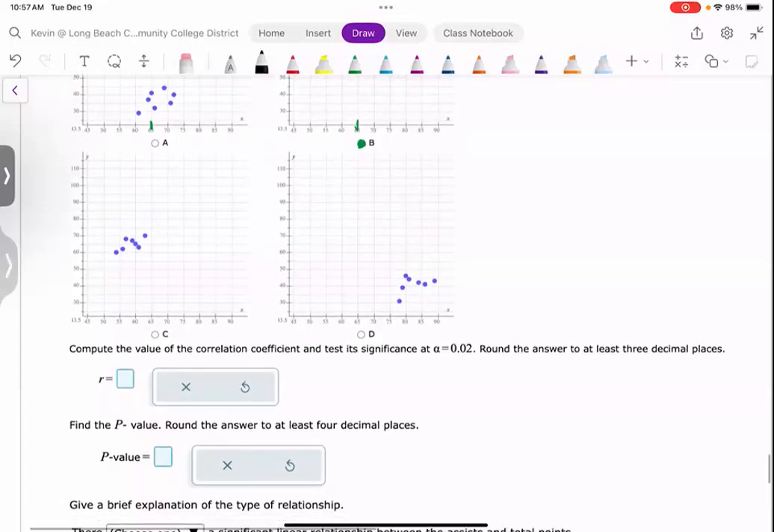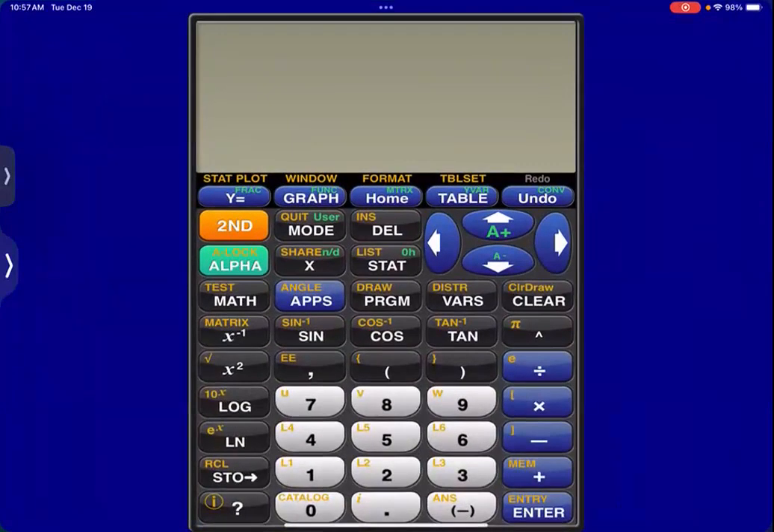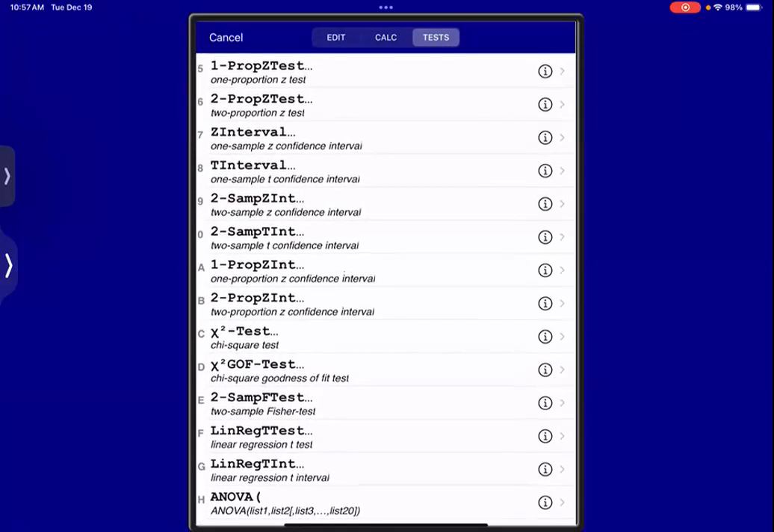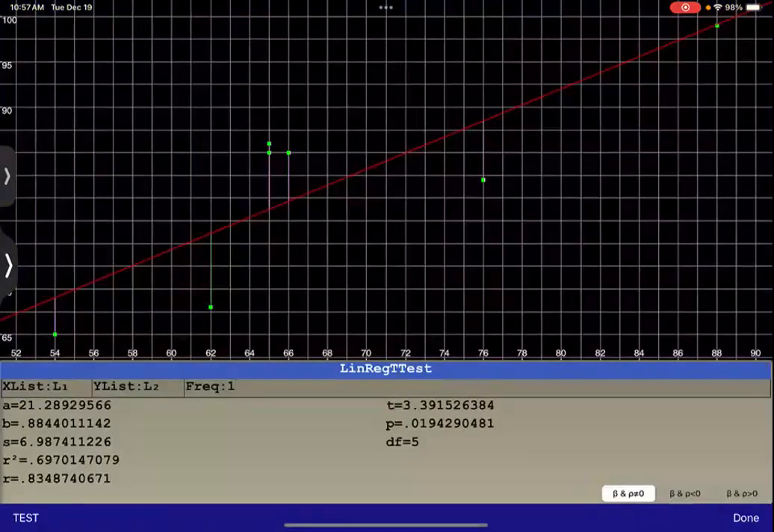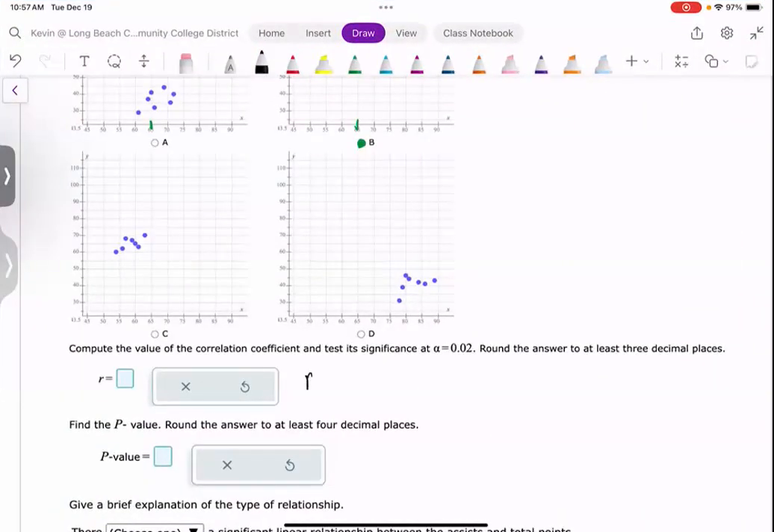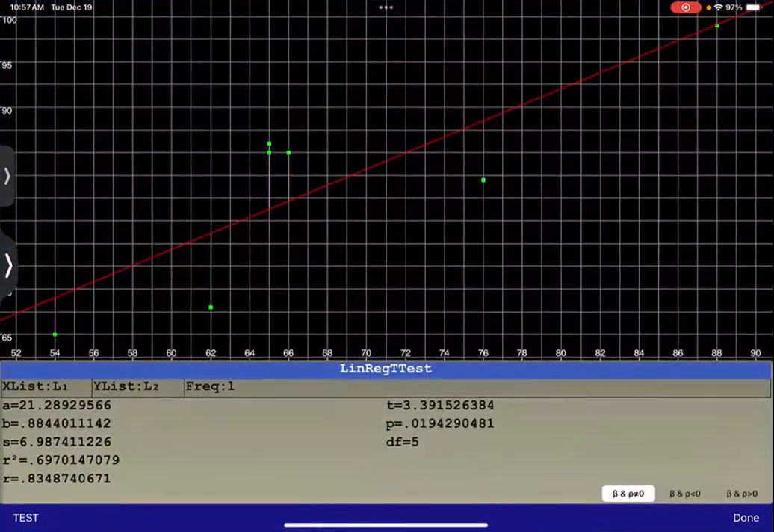All right, we're going to compute R. I'm going to use a slightly different calculator for this one. So we're going to go stat, tests, and I'm going to go down to linear regression t-test again. And I can see that R is 0.83487. So R is 0.835, we'll say. The p-value is over here at 0.0194.